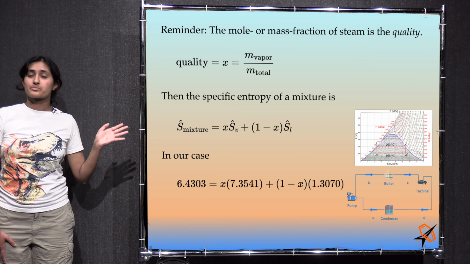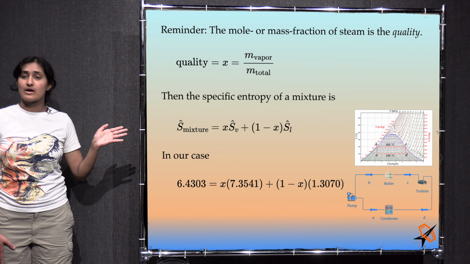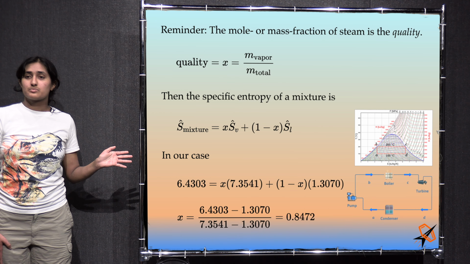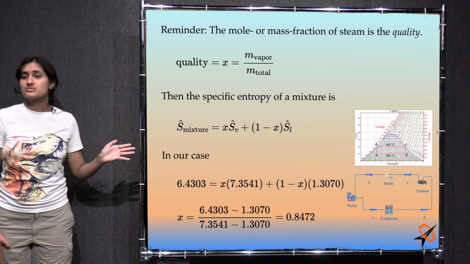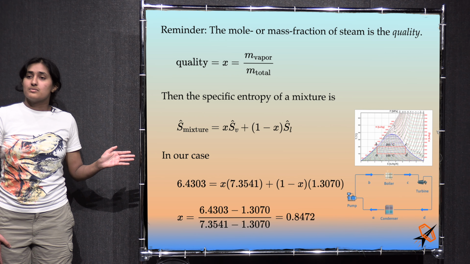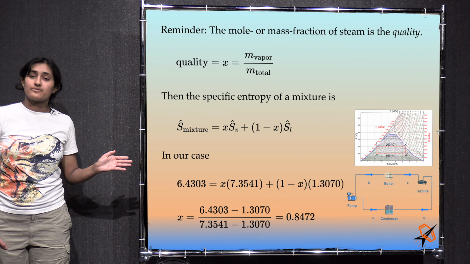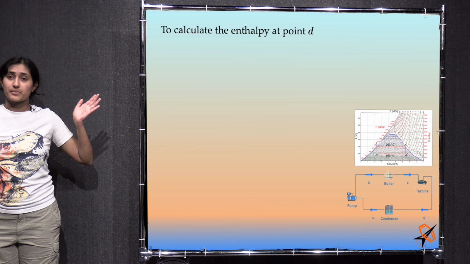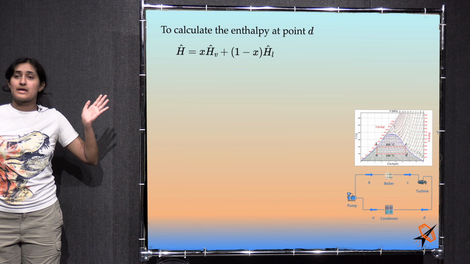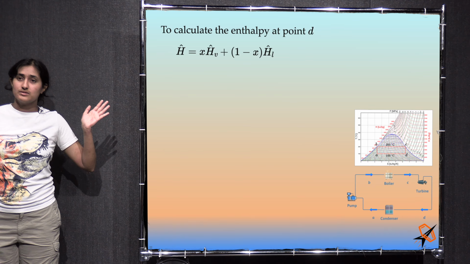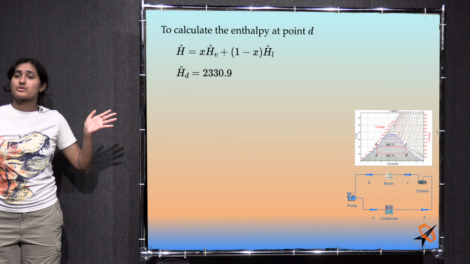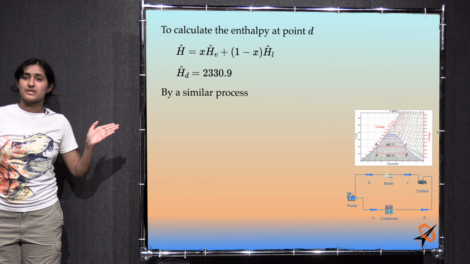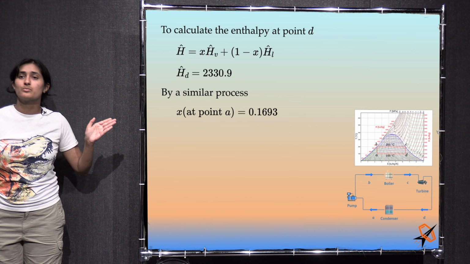In our case, 6.4303 equals X times 7.3541 plus 1 minus X times 1.307, or X equals 6.4303 minus 1.3070 divided by 7.3541 minus 1.307 equals 0.8472. So we have the quality now at point D. With the quality, we can calculate the enthalpy at point D from the steam table as X H hat V plus 1 minus X H hat L. The specific enthalpy at point D is 230.9. By a similar process, assuming that our pump is also isentropic and knowing the entropy at point B, we can calculate the quality at point A as being 0.1693.